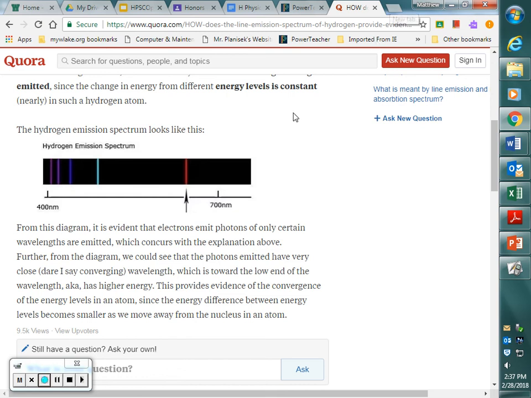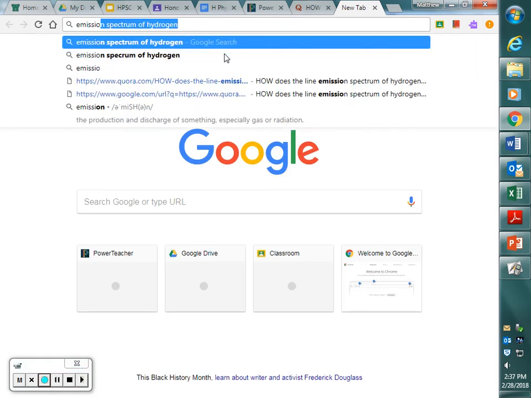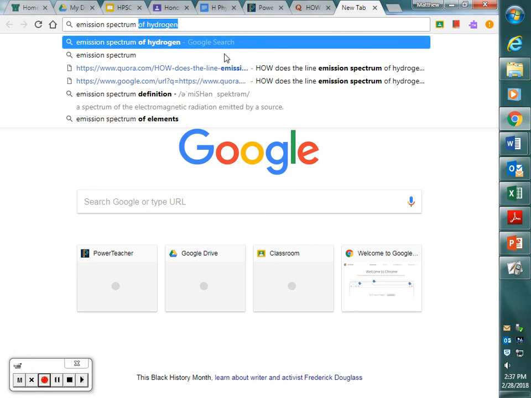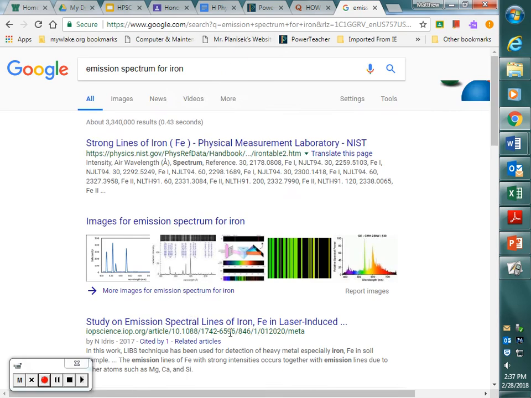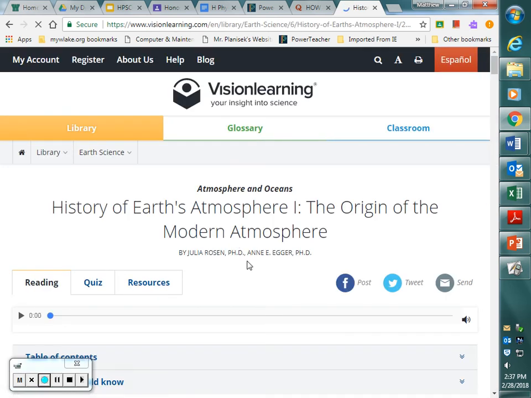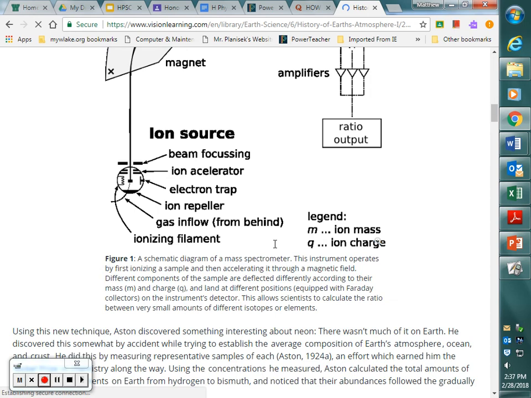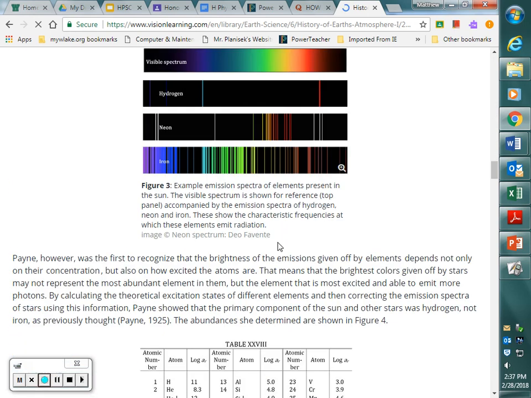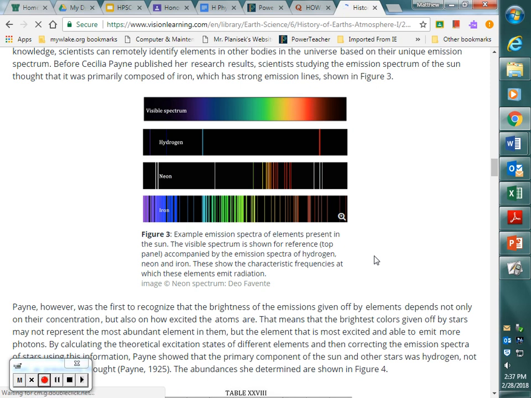All right. This is what hydrogen's emission spectrum looks like. Okay. So let's do this. No, let's go back here. Let's go this one. Of course, the picture that I want isn't anywhere. Oh, there it is. All right. So, here's hydrogen, here's neon, here's iron. Okay? There's the periodic table.